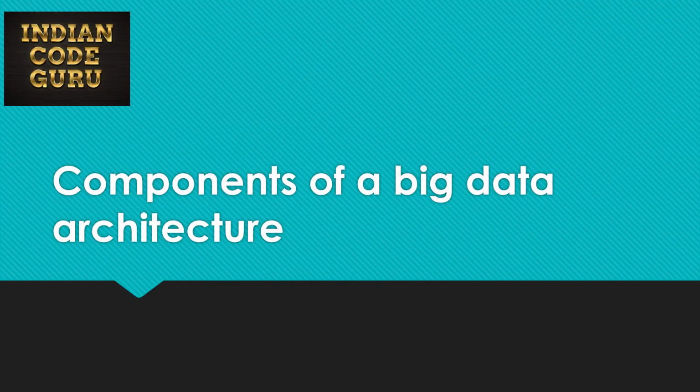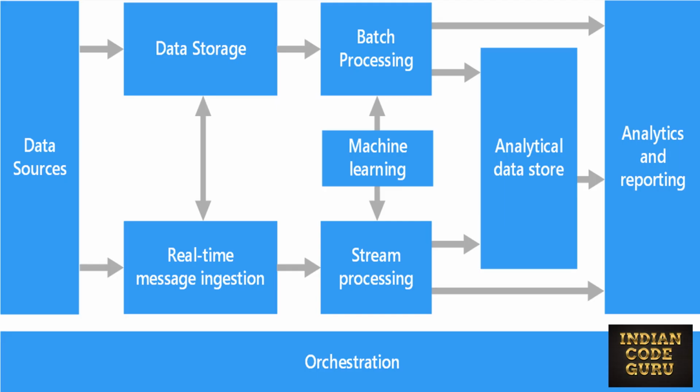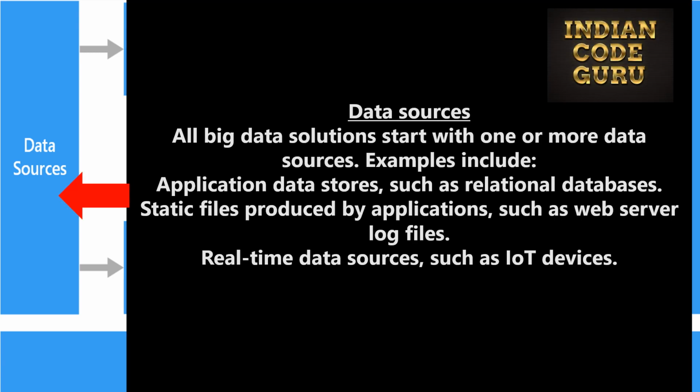Components of a big data architecture. This picture shows how big data architecture works. We can discuss each and every component one by one. Data sources. All big data solutions start with one or more data sources. Examples include application data stores, such as relational databases. Static files produced by applications, such as web server log files. Real-time data sources, such as IoT devices.